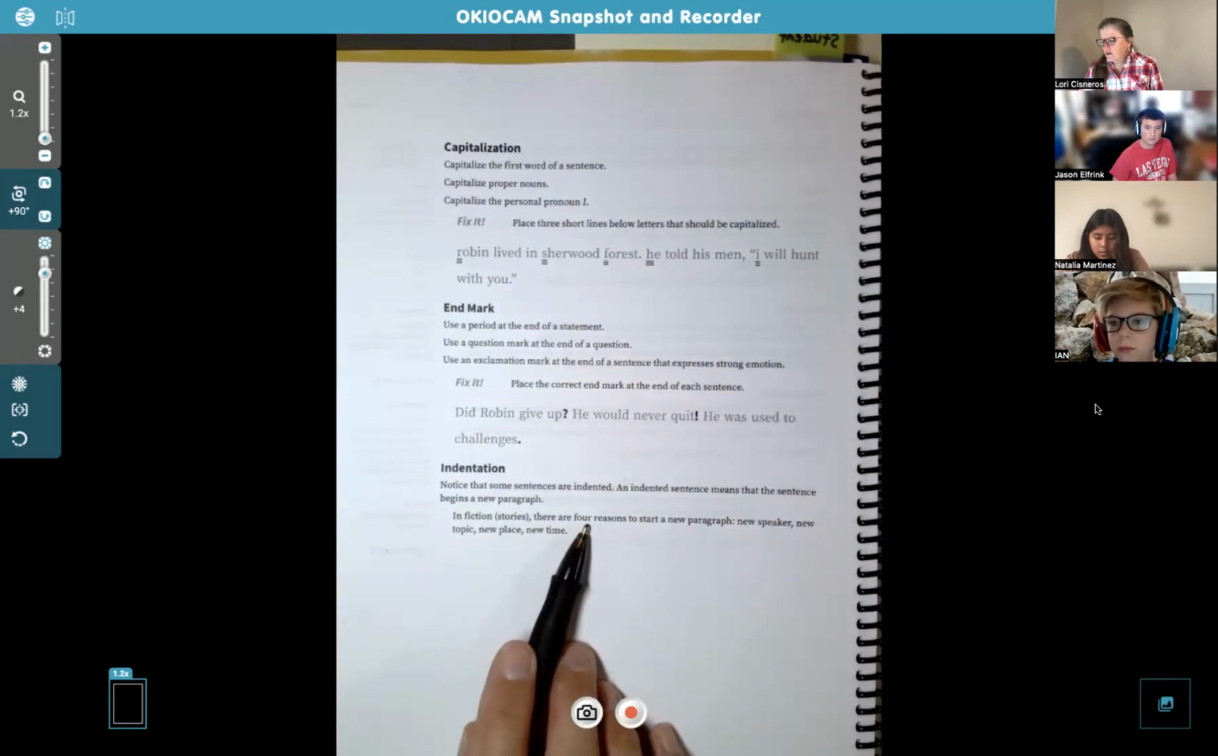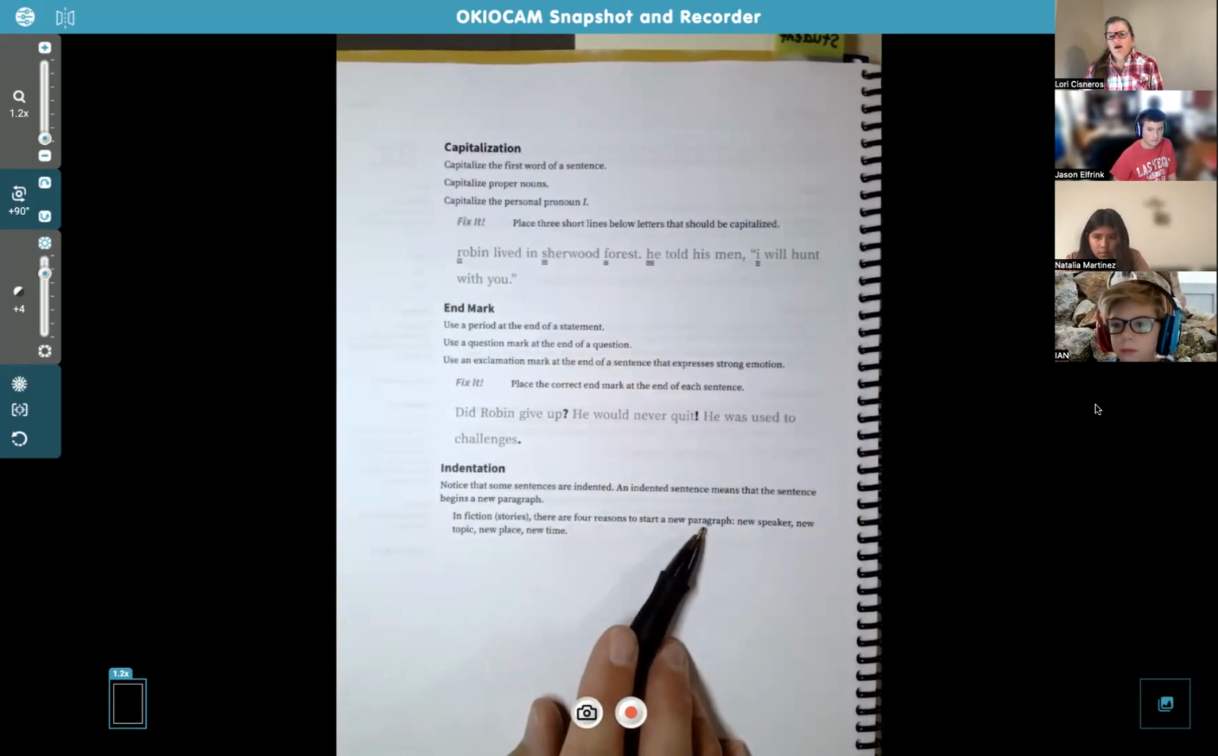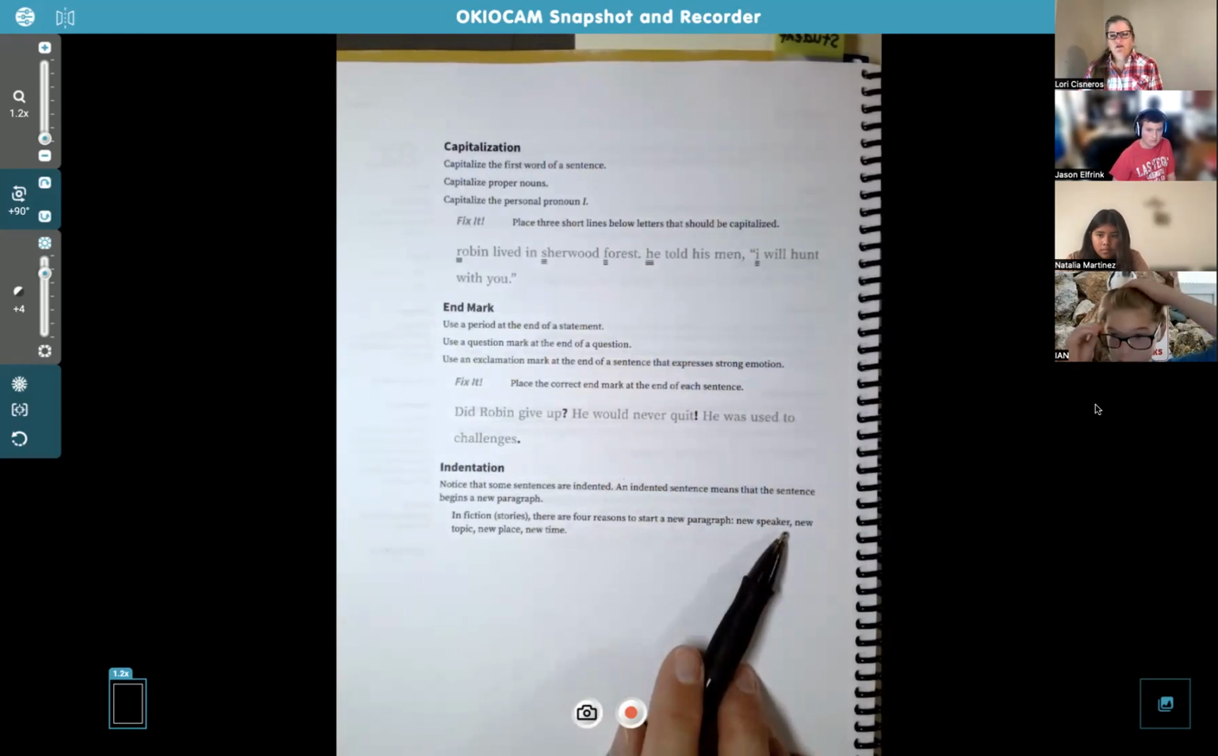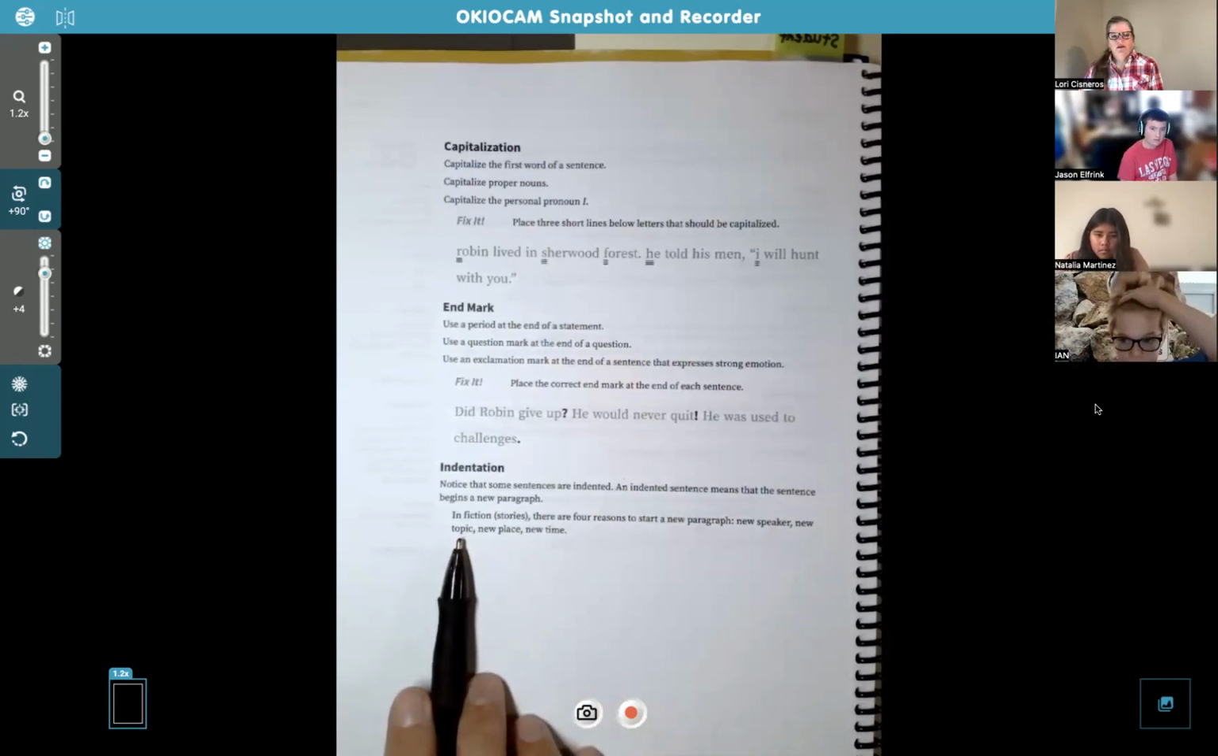Here are four reasons to start a new paragraph whenever you're writing a story, which we will do later. Whenever you have a new speaker in your story, if you have a new character that's talking, that's when you also start a new paragraph. If you have a new topic, if suddenly maybe they were at a party and then a new topic is about, let's see, school. Okay, so those are two different topics. You would change and do a new paragraph for that.